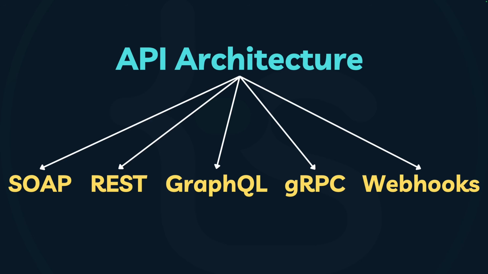Here are some popular API architectures available. For example, SOAP, REST, GraphQL, gRPC, webhook. So let's start with SOAP.